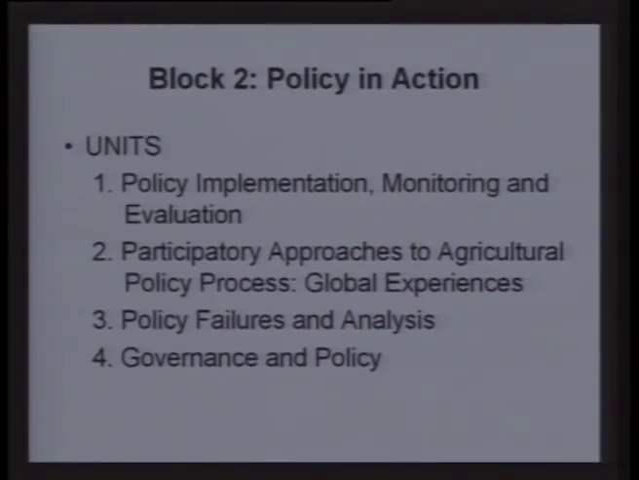In block 2 there are 4 units. Unit 1 is related to policy implementation, monitoring and evaluation. Unit 2 is related to the participatory approach of the agriculture policy process, and then there are case studies at the global level. Then unit 3 is related to policy failures and analysis. In this unit we discussed the reasons for policy failures and how we can overcome these failures. Then the fourth unit of this block is related to governance, and the role of governance in policy implementation.